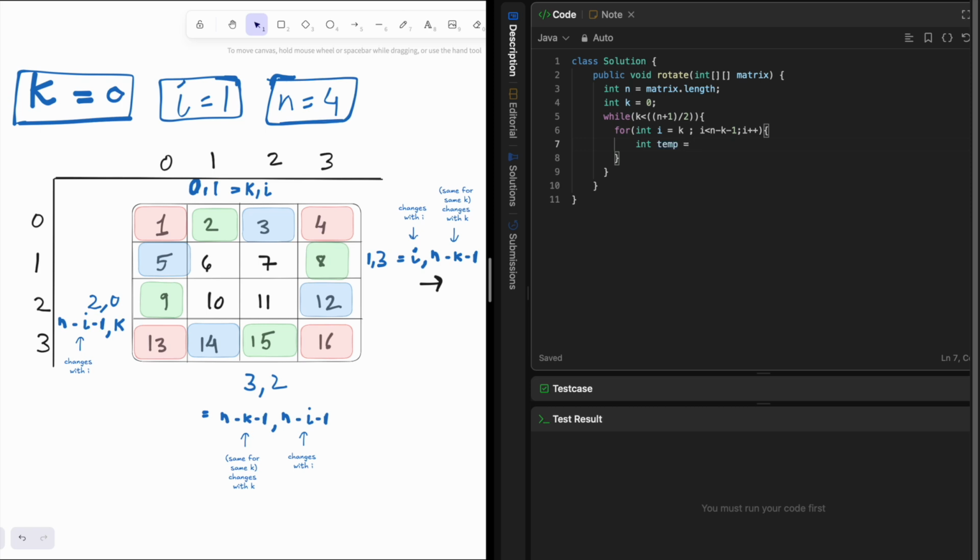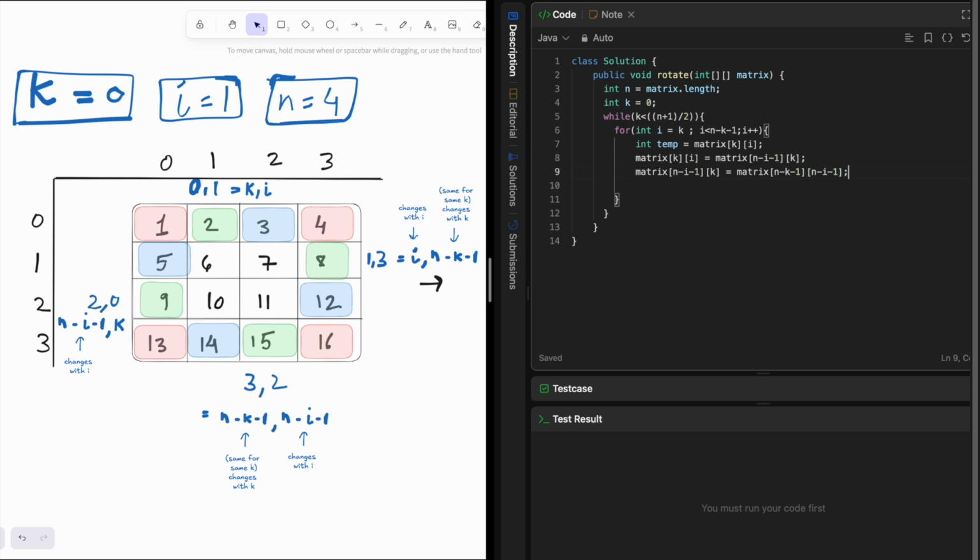So int temp is equal to matrix k comma I, the 2th block. Now in this we want to put the 9 guy, so that is going to be matrix n minus I minus 1 comma k. And in that box, the 9 box, we now want 15 to come there, so that is going to be matrix n minus k minus 1 comma n minus I minus 1.